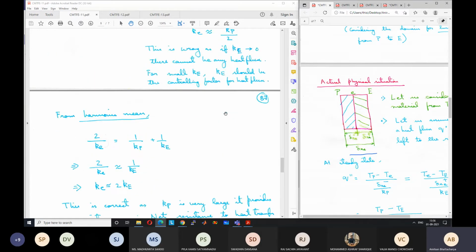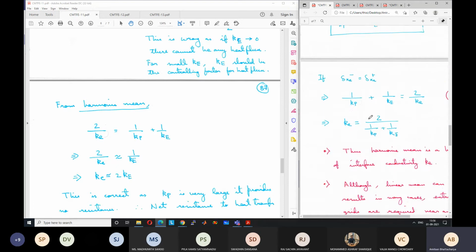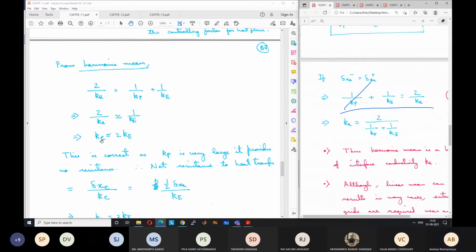Let us look at what will be the case with the harmonic mean. Remember the equation of the harmonic mean: 2 by k is equal to 1 by kp plus 1 by ke. If kp is much larger than ke, 1 by kp is much smaller than 1 by ke, so 1 by kp can be ignored and assumed to be 0. So 2 by k is approximately equal to 1 by ke, or k is equal to 2ke. In this case, we see that the overall conductivity is governed by the conductivity of the insulator. If ke tends to 0, the overall conductivity will also tend to 0.